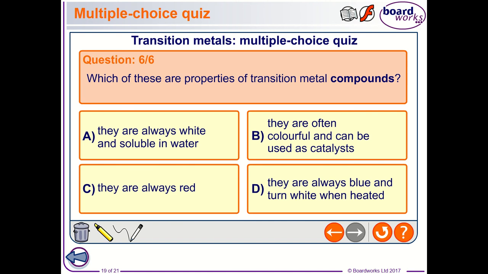Okay, which of these are properties of transition metal compounds? They're always white and soluble? No. They are often, so pause the video. Okay, so they are coloured and they are used as catalysts, which we saw a short while ago.